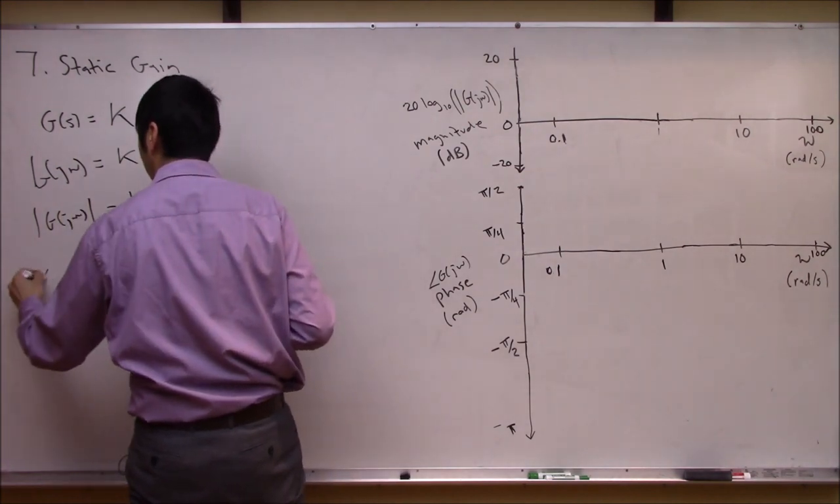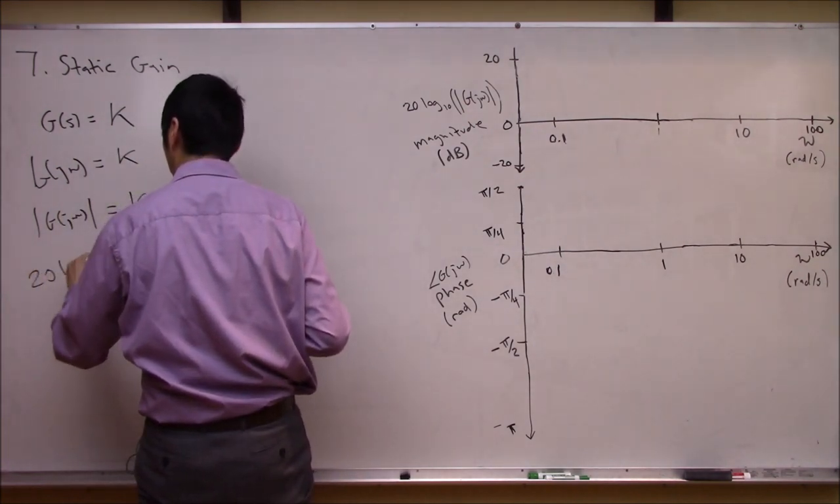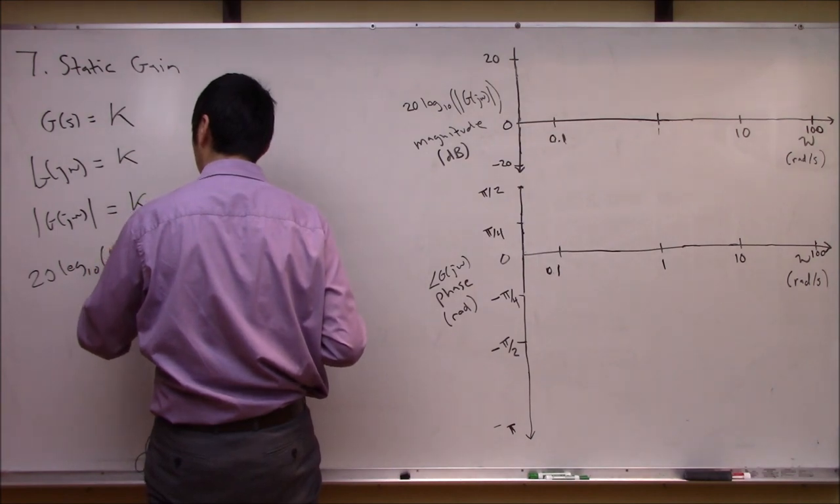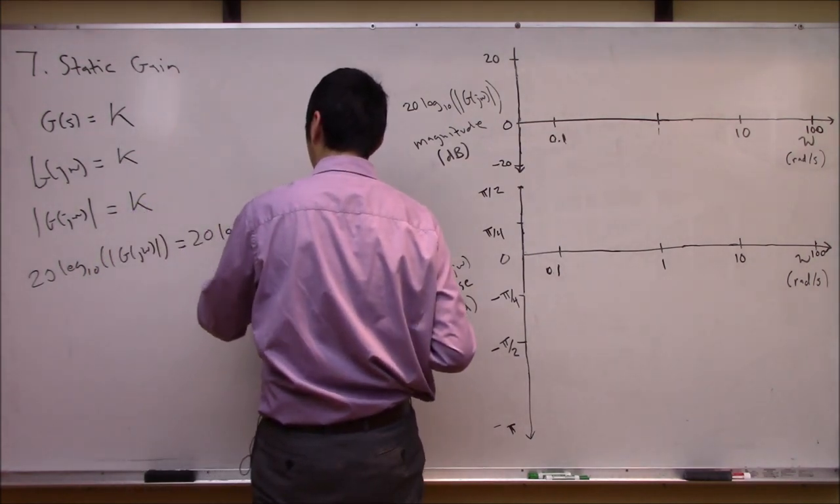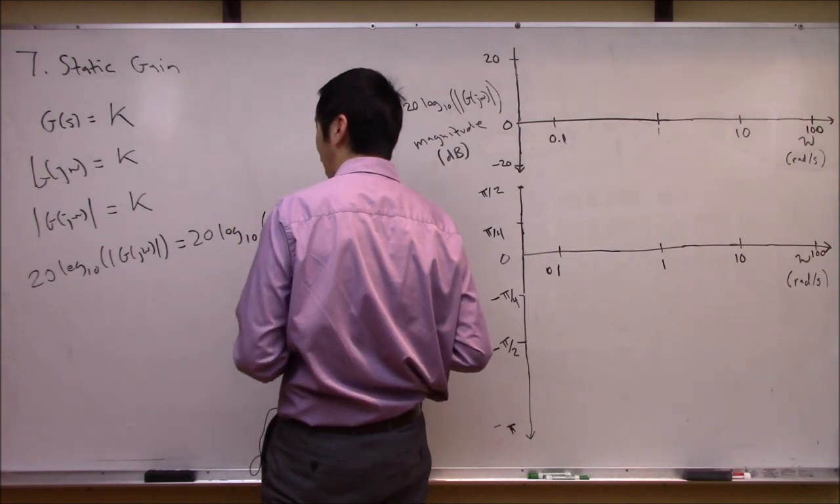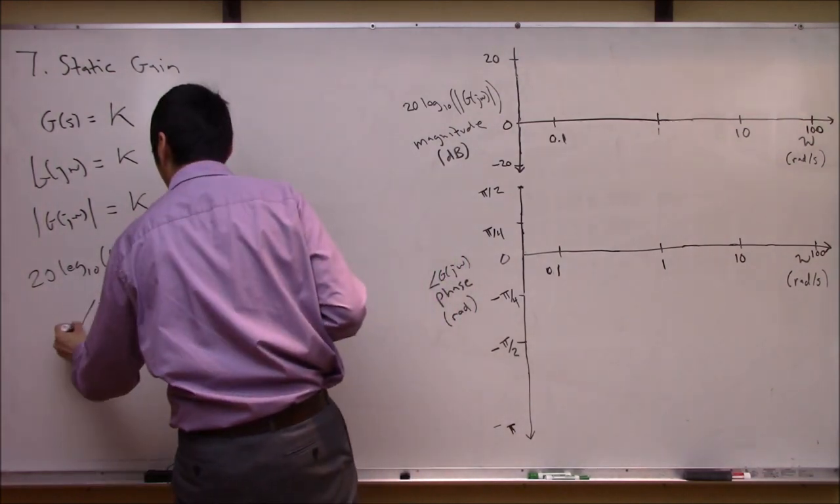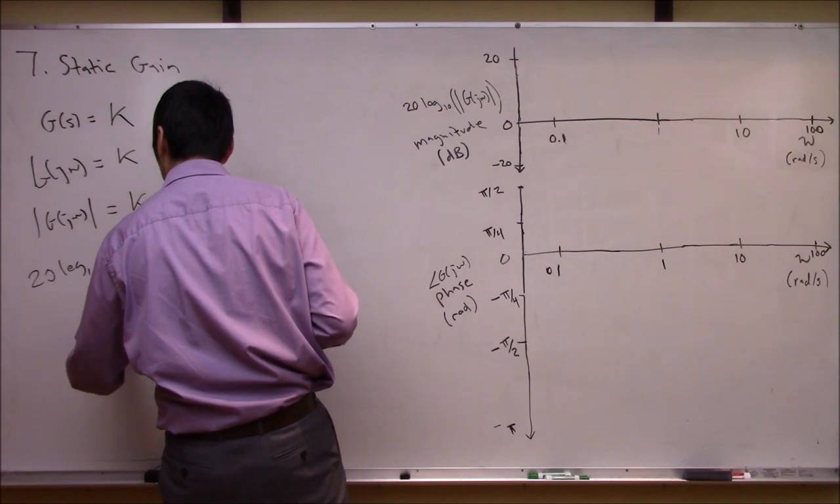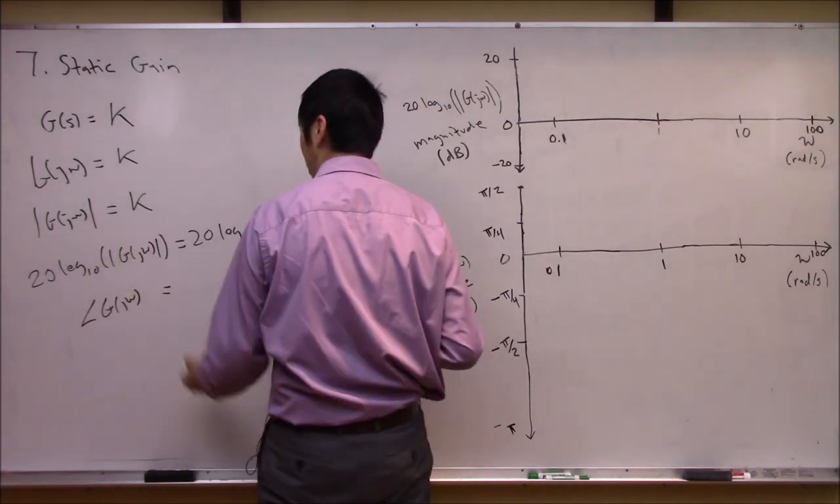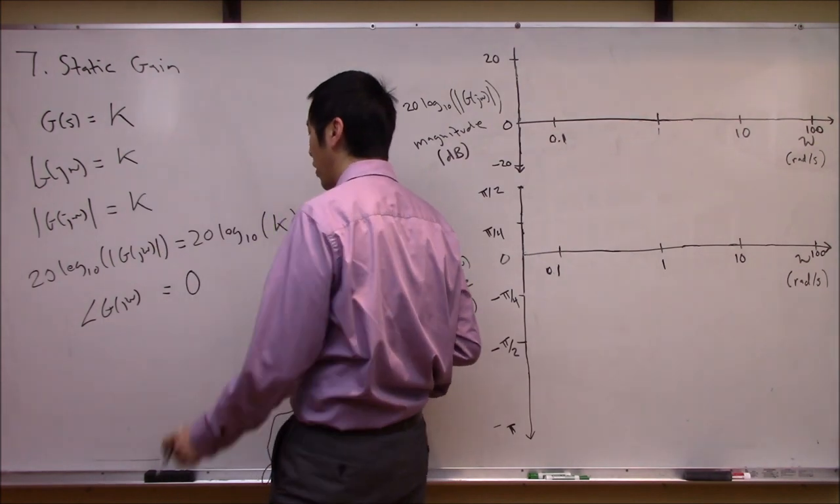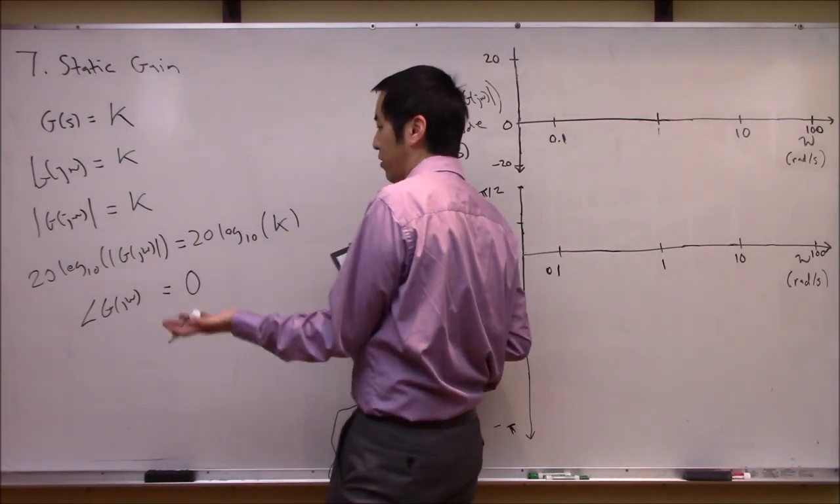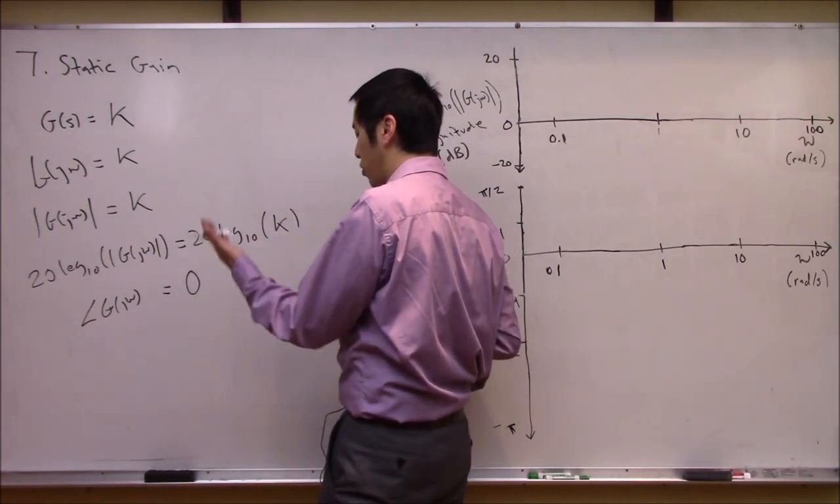So 20 times log base 10 of the magnitude of G of j omega is just 20 times log base 10 of K. And what's even easier, the angle of G of j omega is just a real number, so that's just zero. 0 degrees, 0 radians, whatever. And again, the omega doesn't show up anywhere here. So this is really, really simple.